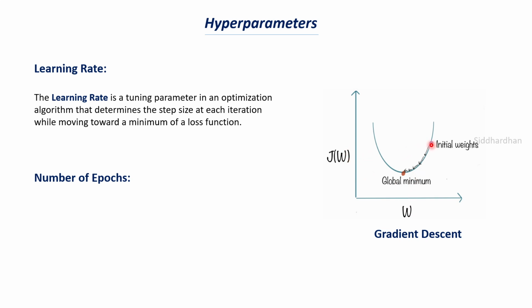So we start from a particular initial value, and we'll try to change this value and so on, so that we can reach this global minimum. The global minimum is the point where the loss function value is minimum. And there is a change in the weight value, right?